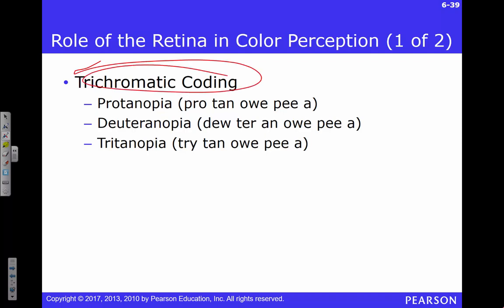Color is important, right? So I guess you can avoid bananas. At least you can avoid rotten fruit. There's another reason color vision might actually be important, and here's what I'm going to talk about: monkey butt.